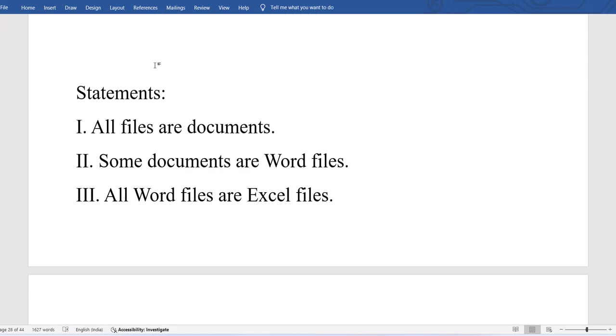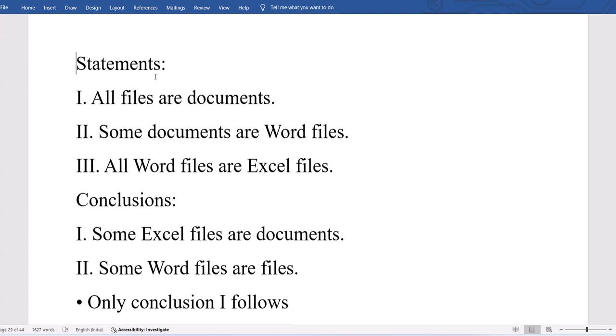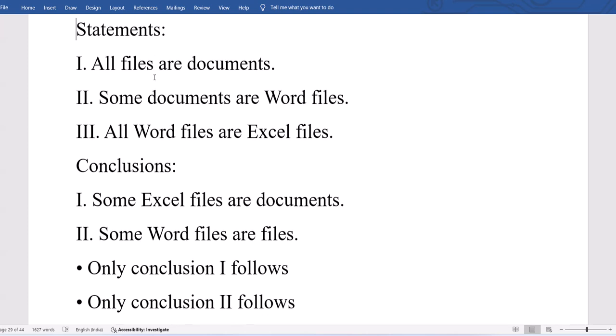Now what about this question? Statements: all files are documents, some documents are Word files. Conclusions: some Excel files are documents, some Word files are files. Which one? Only conclusion one follows, not both.